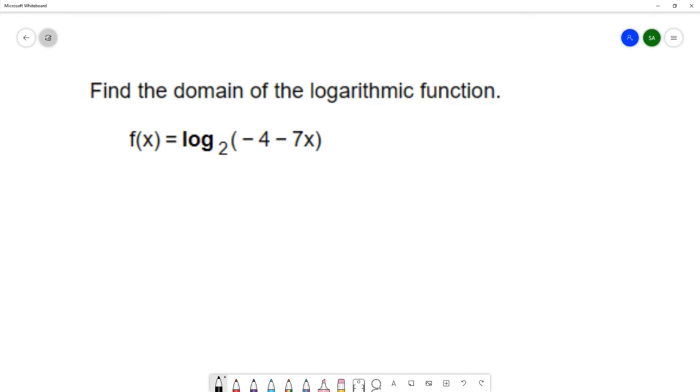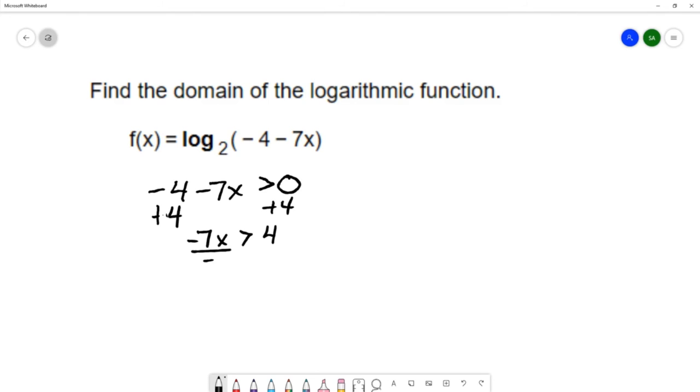So I can find the specific domain for this logarithmic function by taking the expression inside of the logarithm, -4 minus 7x, and creating an inequality where -4 minus 7x is greater than 0. When I solve this inequality, it'll tell me the domain of the function. So I'll add 4 to both sides. That gives negative 7x is greater than 4.